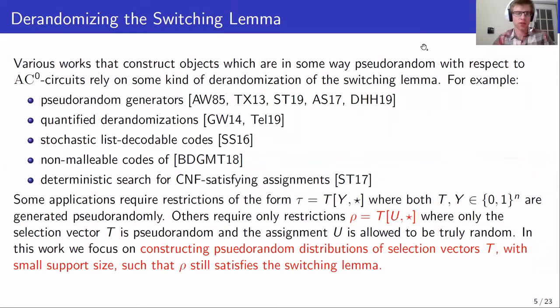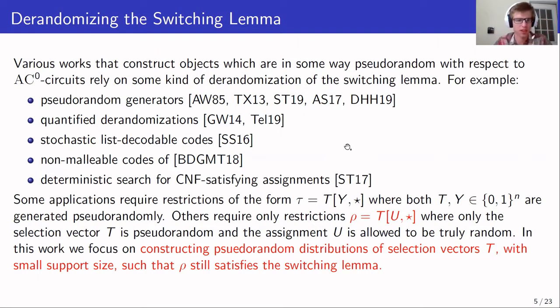Now we come to the main topic of the work, which is de-randomizing the switching lemma. Various works that construct objects which are in some way provably pseudorandom with respect to constant depth circuits ultimately rely on some kind of de-randomization of the switching lemma. We have these examples from the literature, a bunch of different pseudorandom objects, which are indistinguishable to constant depth circuits from truly random objects, and they all rely on the de-randomization of the switching lemma in some form.